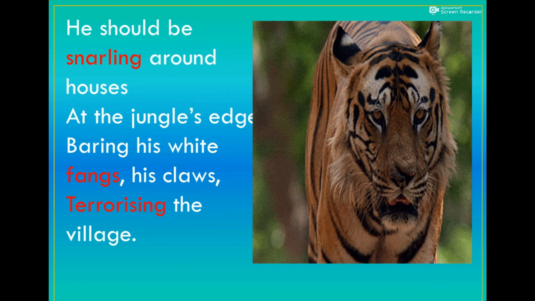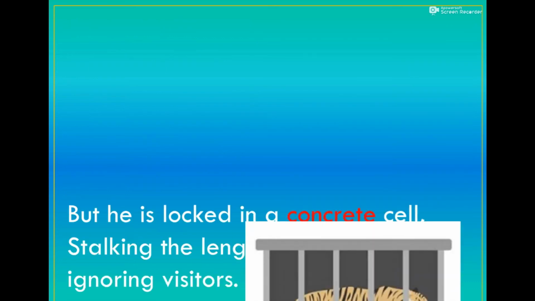Here it is highlighted that the tiger, being a wild animal, should be terrorizing or frightening people living at the outskirts of the jungle, with his fearsome sound, his big white teeth, and deadly claws. But unfortunately, this tiger is locked in a small cage of a zoo. Now the fourth stanza, children.